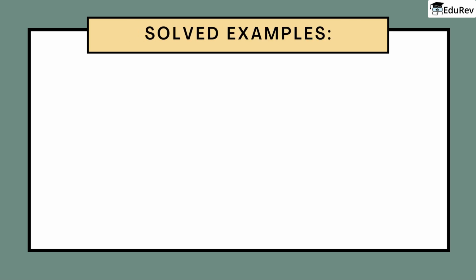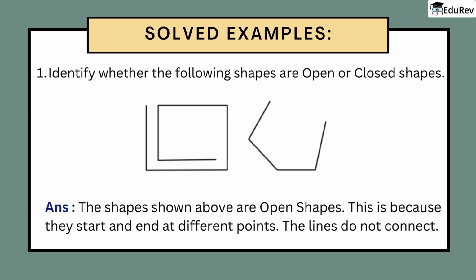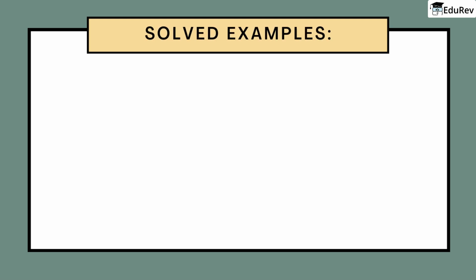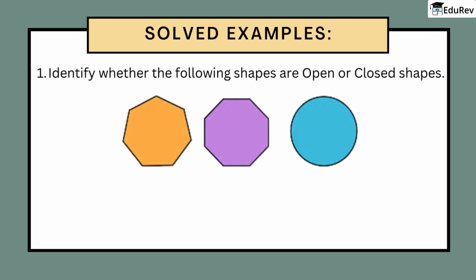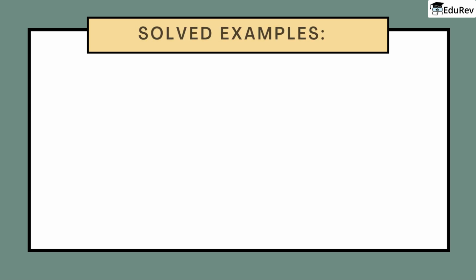Let's check some solved examples. First, we need to identify whether certain shapes are open or closed shapes. The shapes shown above are open shapes. This is because they start and end at different points. The lines do not connect. In another example, if we identify different shapes again, these shapes are closed shapes. These are closed shapes because all the lines or curves are connected and the start and end points are the same.